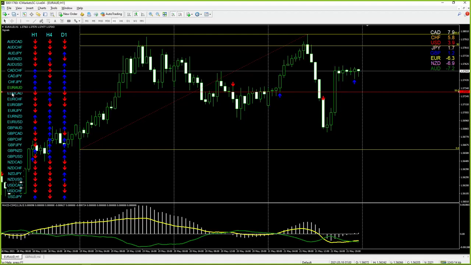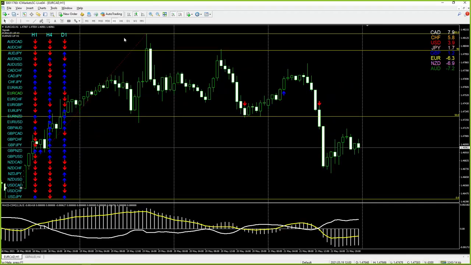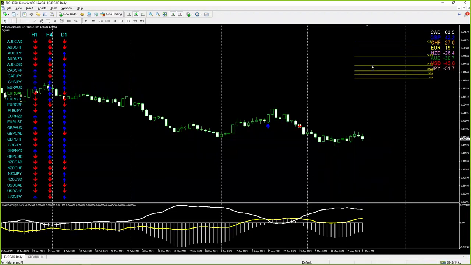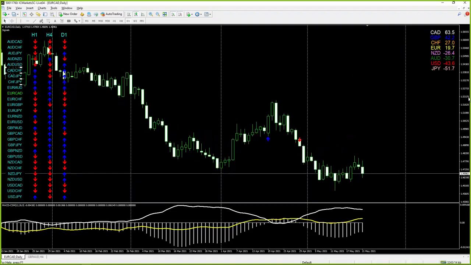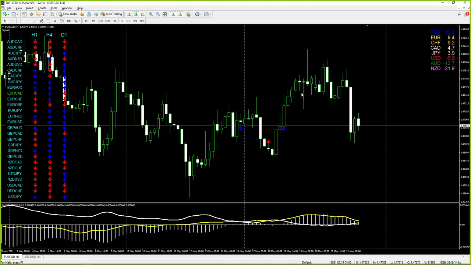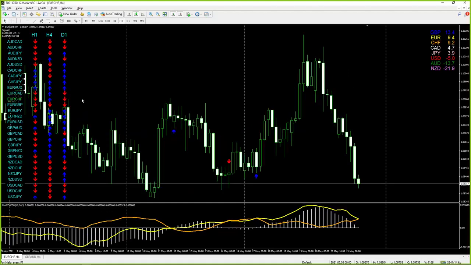So the next one is EUR CAD. The general trend for EUR CAD is sell. Again, for those who are at our webinar, you are free to ask any questions. Now the next one is EUR CAD. As we can see, it was a sell. The general trend for D1 time frame on EUR CAD is sell. On H4 it was a buy. So it has different signals. The other one is buy, the other one is sell. So we can take trades on EUR CAD.